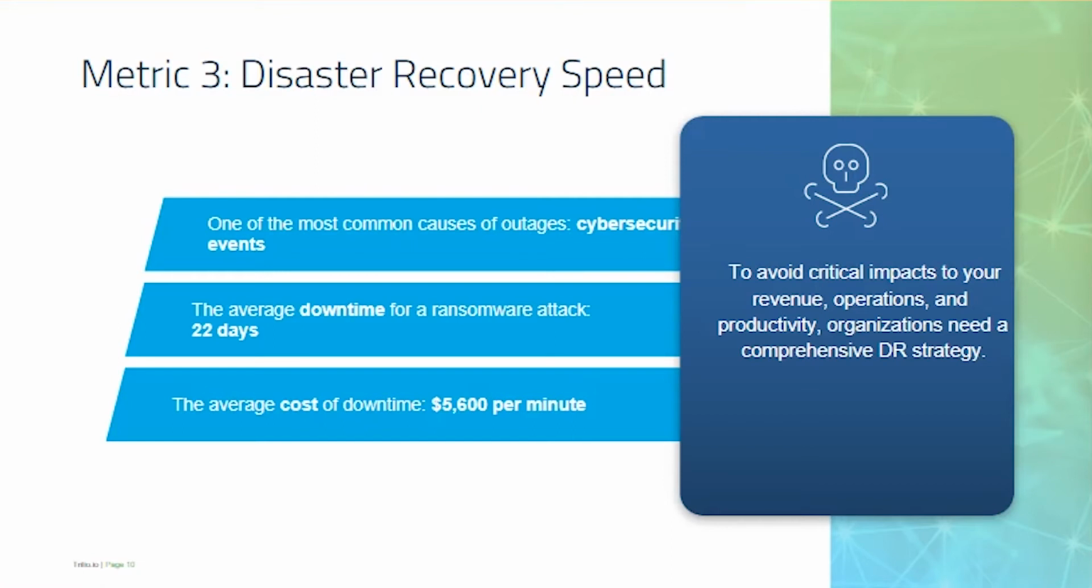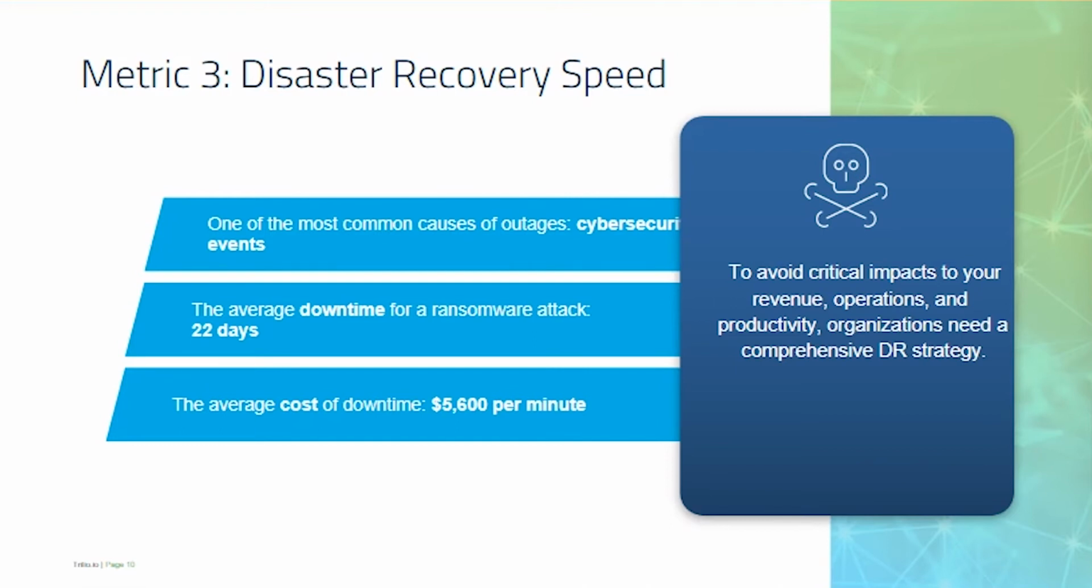Metric number 3, we have disaster recovery speed. So this gets into more of the time it takes for you to execute that disaster recovery plan itself. Think of this as being inside of the RTO piece. Your RTO is your total recovery time objective, and that disaster recovery speed is a part of that RTO that you have to make sure is as quick as possible.